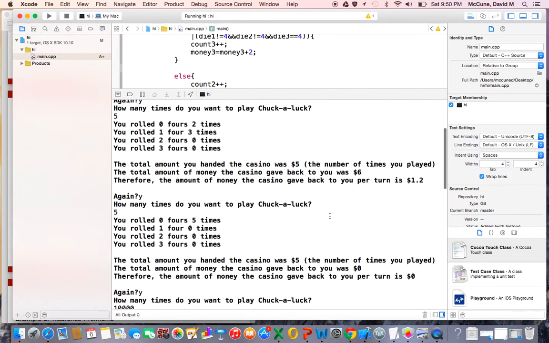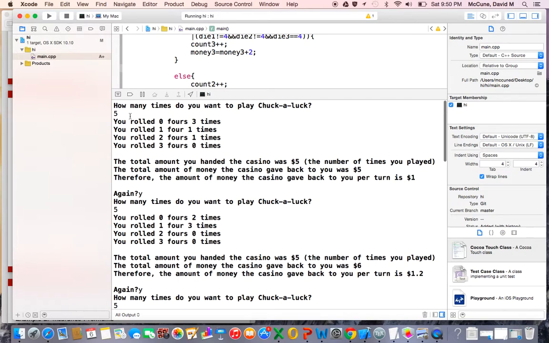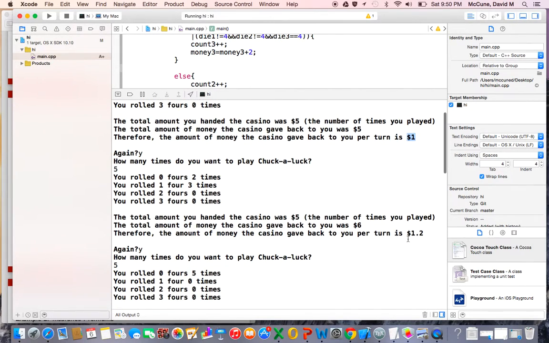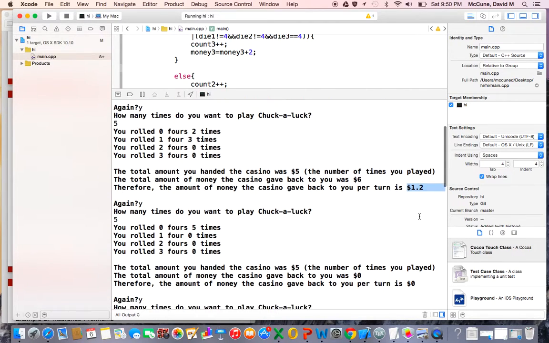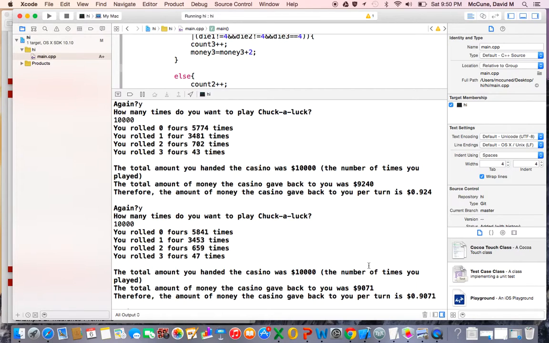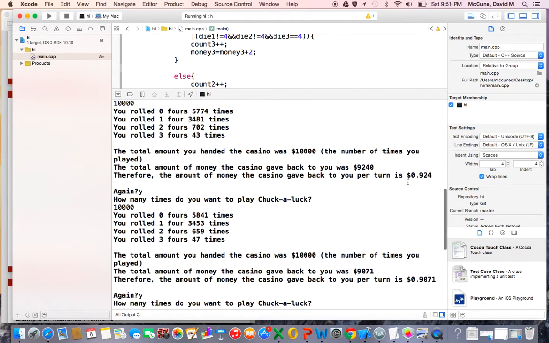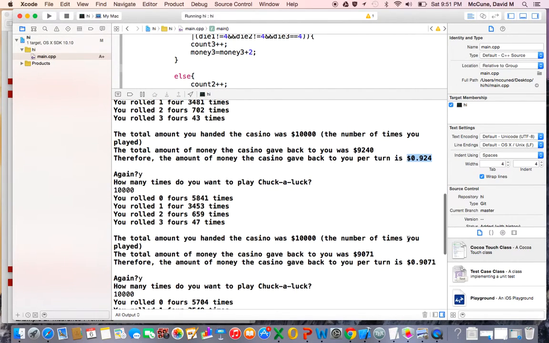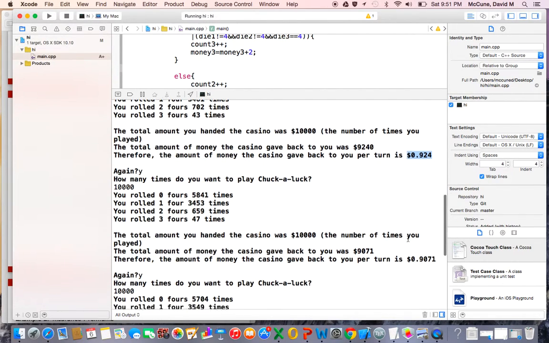By contrast, when I did things in the short run, so playing it only 5 times, that's not very much data. The amount they gave back per turn was kind of all over the place, right? $1 per turn, $1.2 per turn, $0 per turn. So there's a distance of $1.2 between these numbers. But down here, when I started doing things in the long run, things sort of leveled off and things were predictable now. The casino could expect to keep about 8 cents per turn from me, right?